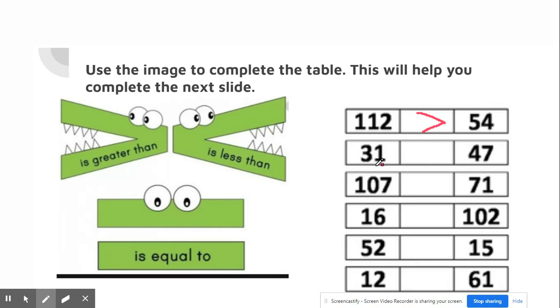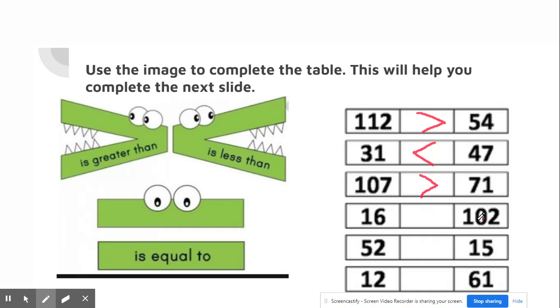Next one, 31 and 47. I know that 30 and 31 is smaller than the 40 and 47. I know that it's going to be smaller, so I want to make my symbol show that way. Once again, just like up here, I made the great big opening towards the greater number. See how I did that there? Next one. Once again, we are comparing a 3-digit number to a 2-digit number. Easily, I know that a 3-digit number is larger than a 2-digit number. So 107 is greater than 71. That great big opening is towards the greater number.